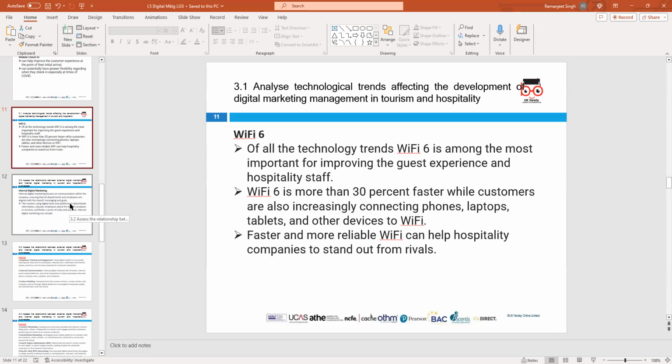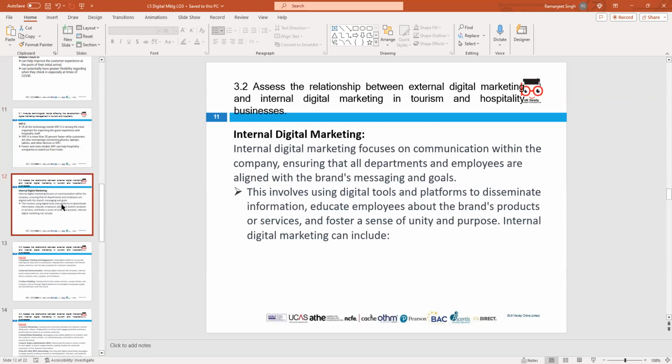You see, some hotels have a very old Wi-Fi system, very slow, and they can't talk. So instead of buying cards or some kind of package for their mobiles, they would like to use the Wi-Fi system. Okay, and it adds to the comfort, it adds to the experience. It adds another dimension of customer experience, and people like to get this experience. Faster and more reliable service can help hospitality companies to stand out from their rivals. All right.